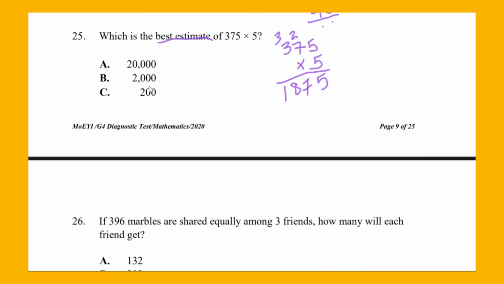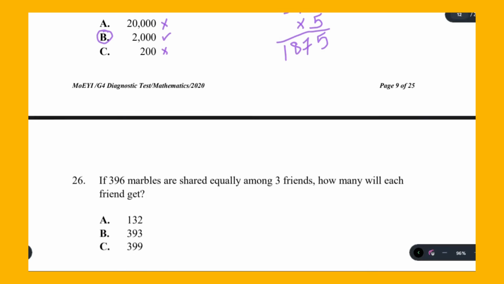So, which of the options is closest to our answer? Definitely not 20,000. 2,000 looks pretty close. Definitely not 200. So our answer is 2,000.